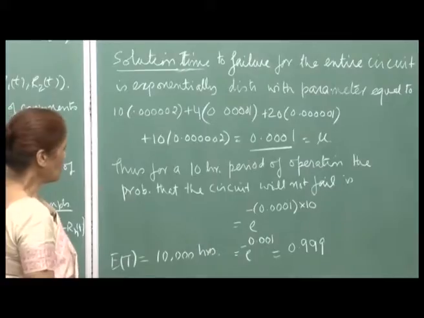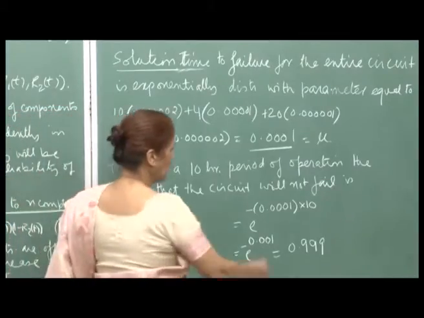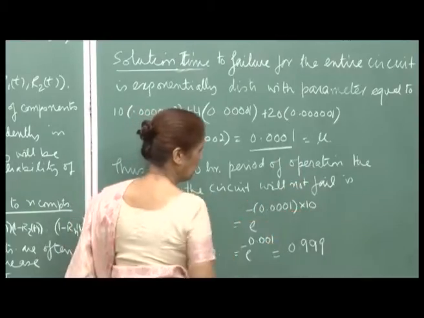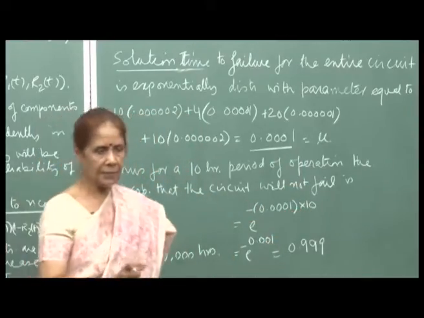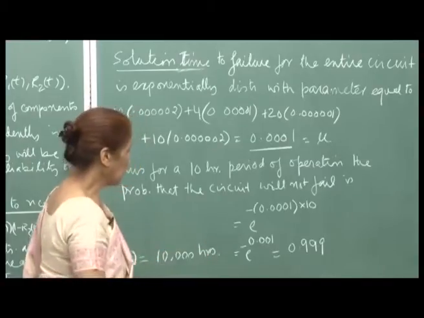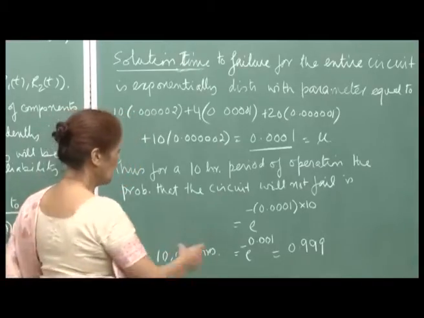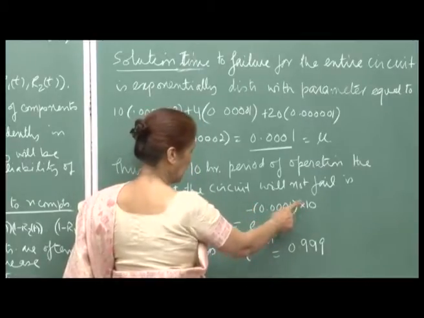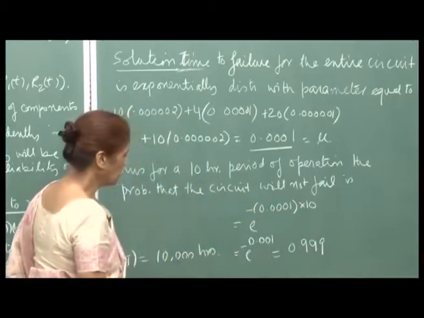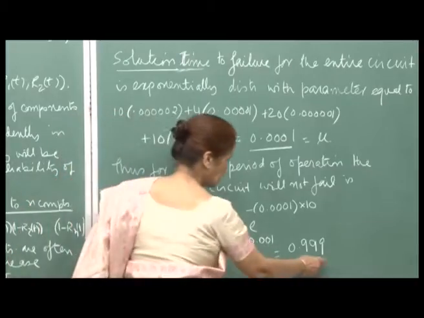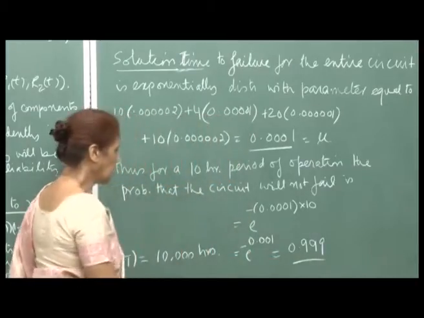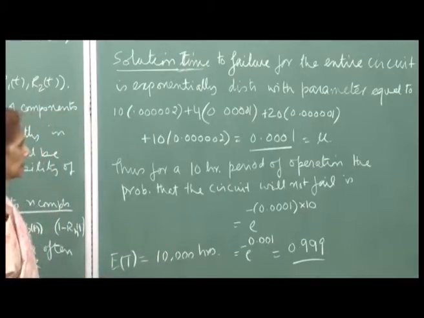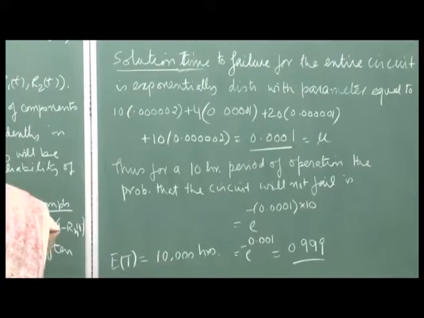And thus, for a 10-hour period of operation, the probability that the circuit will not fail will be e raised to minus mu into 10. Whatever the time period, the parameter gets multiplied by that period. So, e raised to minus 0.001, which gives the final answer 0.999, and therefore your E t will be 10,000 hours.